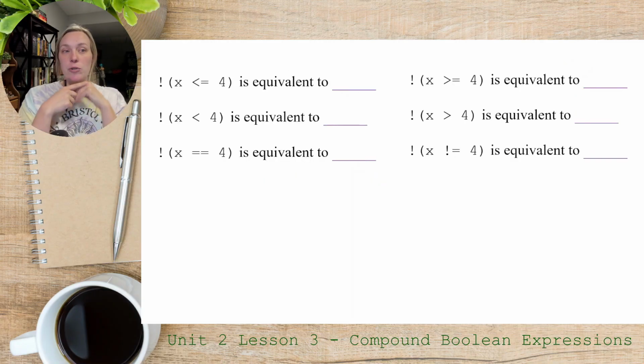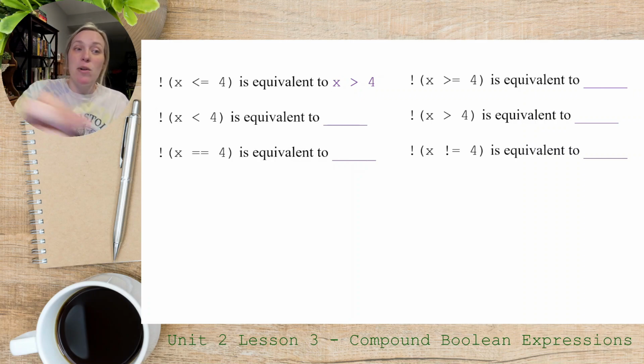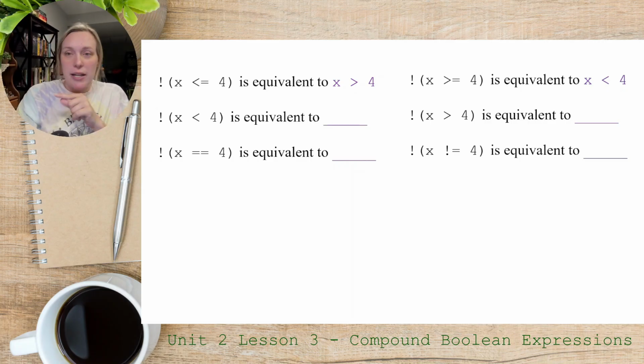Let's look at it in code. So if I say not x less than or equal to 4, what is that logically equivalent to? It's going to be x greater than 4. So you're going to switch the direction of that comparison, and if it has an equal, you're going to get rid of it. If it doesn't have an equal, like this next one, then you're going to put it in.